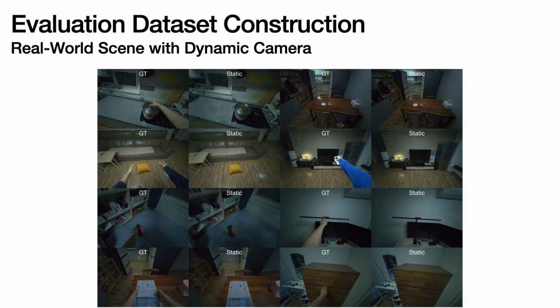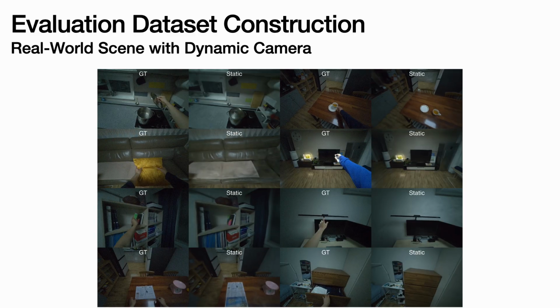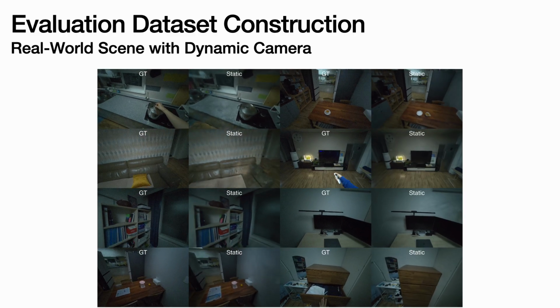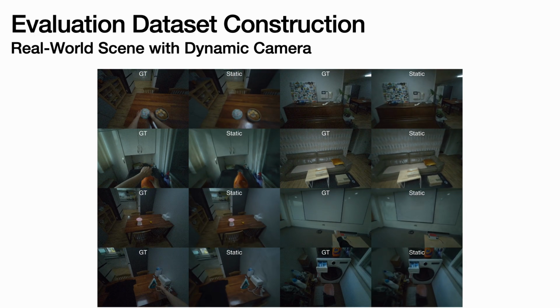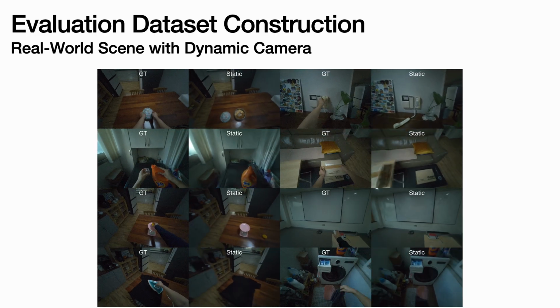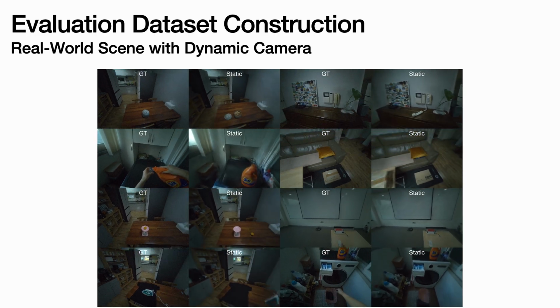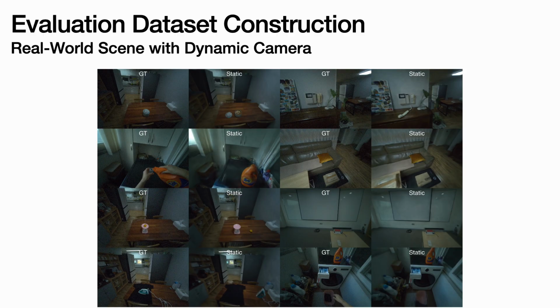This slide shows multiple examples from the real-world dynamic camera evaluation dataset. The dataset covers different rooms, camera trajectories, and interaction targets. This setting is important because it evaluates whether DWM can generalize beyond its training data, from synthetic scenes and fixed camera real-world videos to dynamic egocentric real-world interactions.